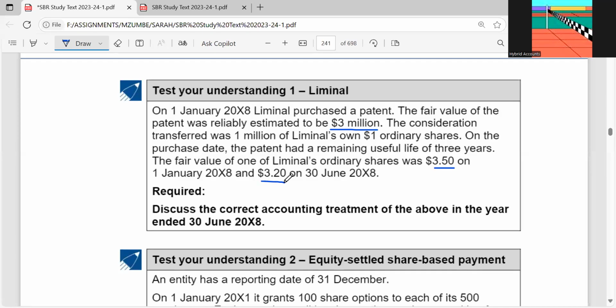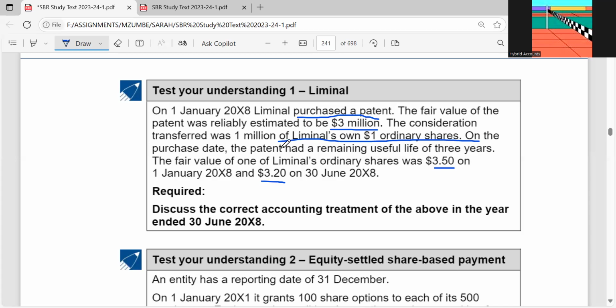As you can see now, first of all, this is a patent. It's a transaction, the purchase of a patent, and the fair value of the patent was reliably estimated at 3 million. The consideration was 1 million of Liminal's own ordinary shares. You see, the consideration is already the shares, so it's kind of equity settled. And on the purchase date, the patent had a remaining useful life of 3 years.